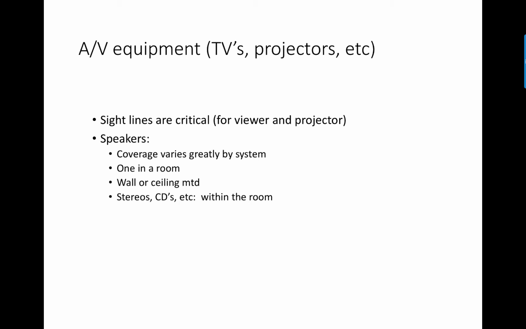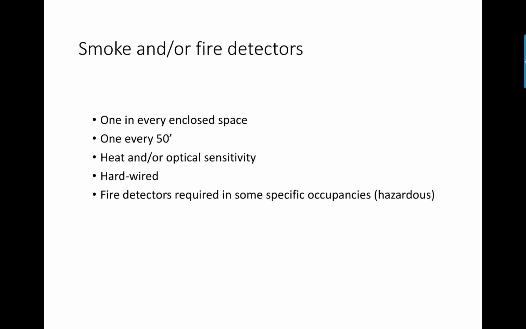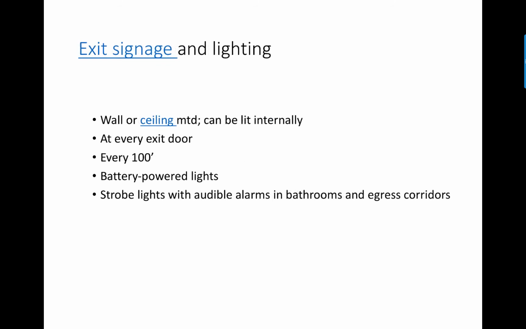And then there's other stuff: AV equipment, projectors, televisions, sound systems, smoke and fire detectors. You need these, one in every enclosed space and then one every 50 feet in things like hallways. Some are heat sensitive, some are optical, and some are both. And these are typically hardwired with backup batteries. And obviously hazardous occupancies are going to need some specific stuff.